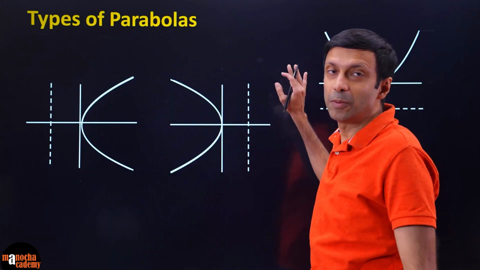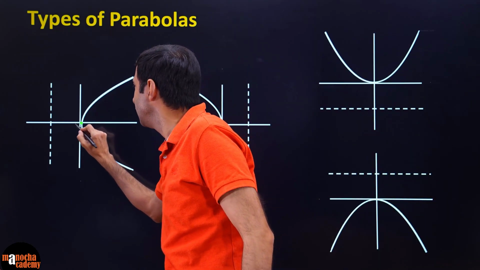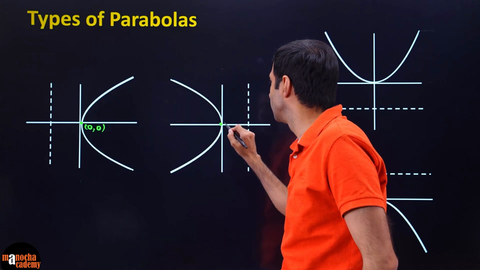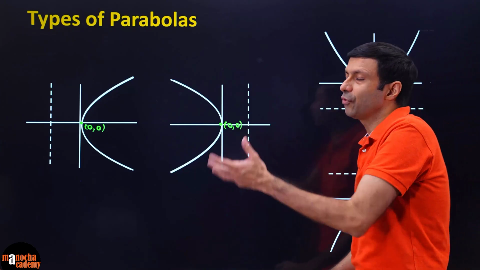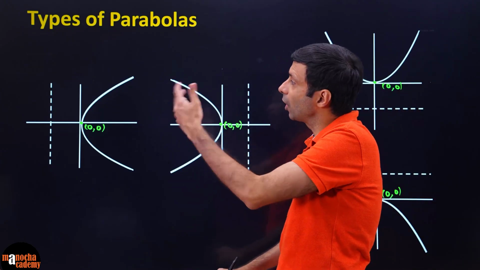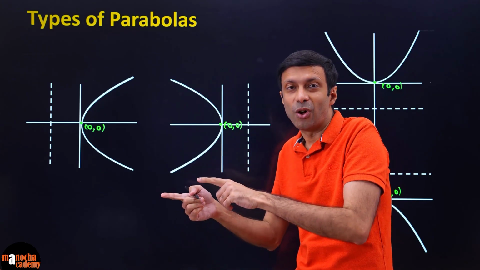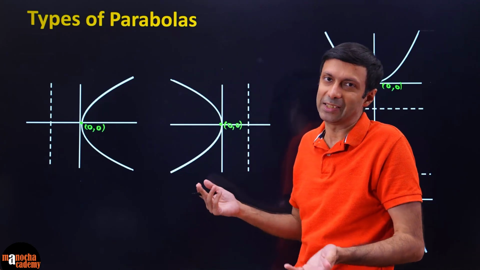If you look at the pictures I've drawn here, this is our vertex, and you can see it is the origin, 0, 0. Same for this parabola as well, and same for all of these. Now what is the difference in these parabolas? Why are they curved differently? Because the focus and the directrix are different, or you can say the axis of the parabola is different here.